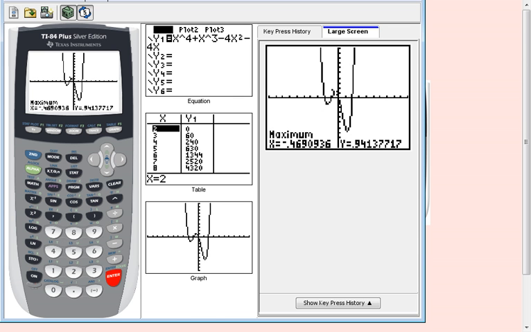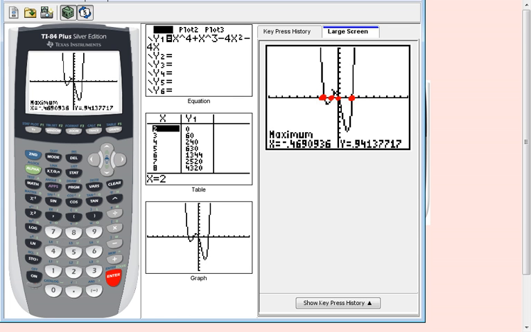Where are the zeros located on the graph? Where would you see them from the graph? Where it crosses the x-axis, exactly. So in this case, there are 1, 2, 3, 4 zeros, and they're the 4 spots that it crosses the x-axis. Are there always 4 zeros?